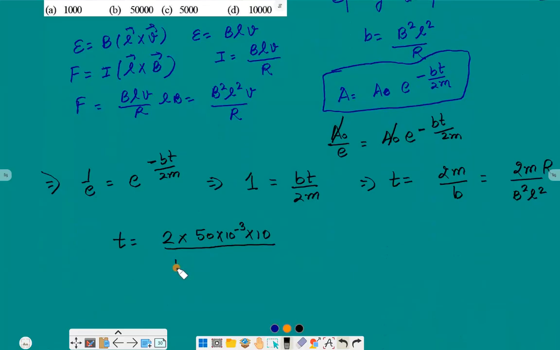So 0.1 is 10 raised to power minus 1, and 10 centimeter means 10 into 10 raised to power minus 2. Oh, sorry, square of this also. 10 into 10 raised to power minus 2 will be 10 raised to power minus 1. So 10 raised to power minus 1, squared.